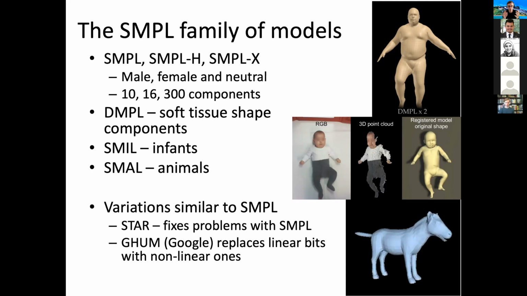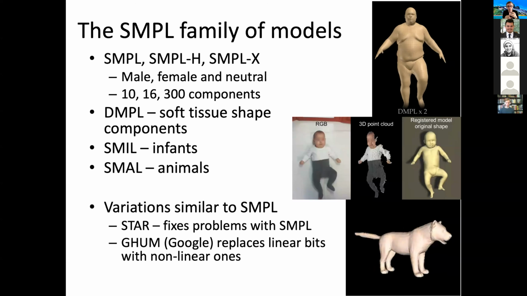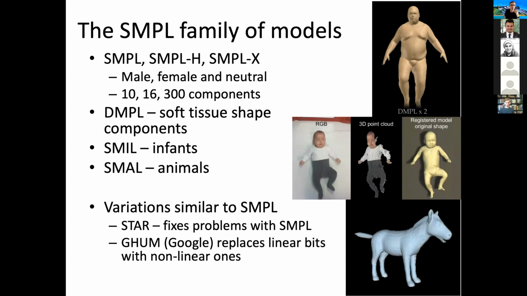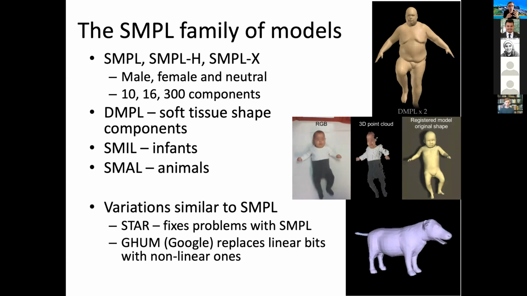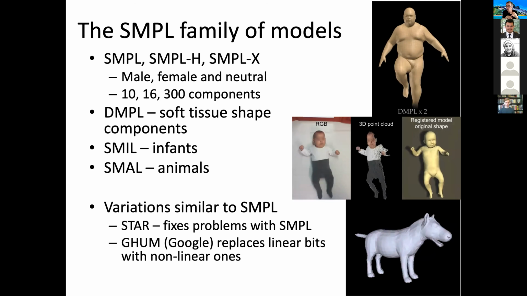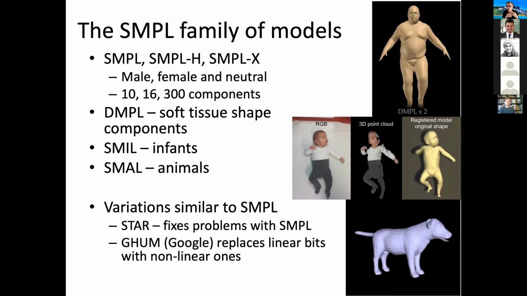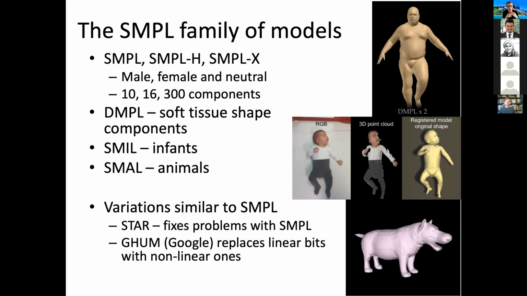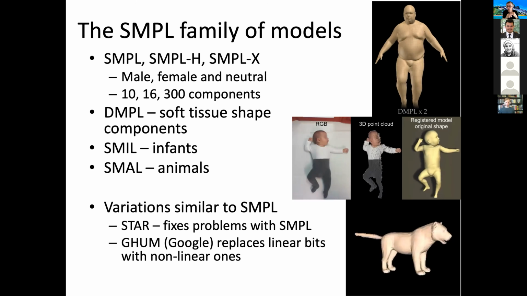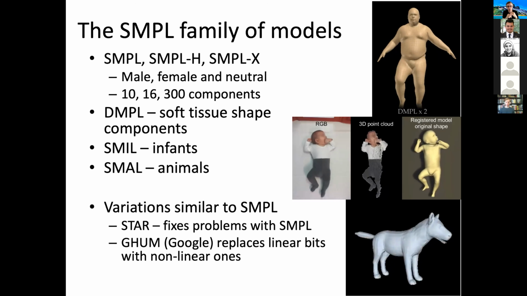So there's a whole family of models: SMPL-H with the hands, SMPL-X with the hands and face. We have male versions of each of these, female versions of each of these, and a gender neutral one, which is useful for many computer vision applications. We also have a DMPL model, which I skipped over today for lack of time, shown on the upper right, which is a soft tissue model, which captures soft tissue variation quite realistically. That's distributed with the regular SMPL release.